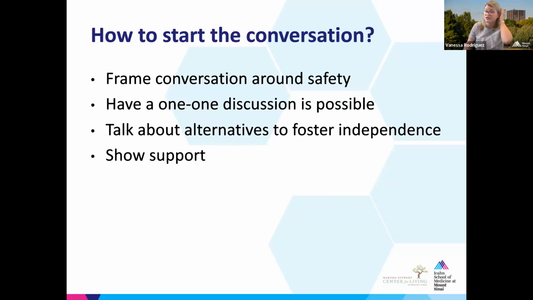And the way to start this conversation is really framing it around safety, right? Just talking like this would be like about any other medical condition or any other part of your assessments, whether it's for mobility or function. You can even talk about keeping independence in a safe way. So you can frame it along those lines. And having a one-on-one discussion is possible. You can start in private, so the person doesn't feel that you're touching on very sensitive topics in front of some other people before you discuss this with them directly. Talk about alternatives to continue transportation.